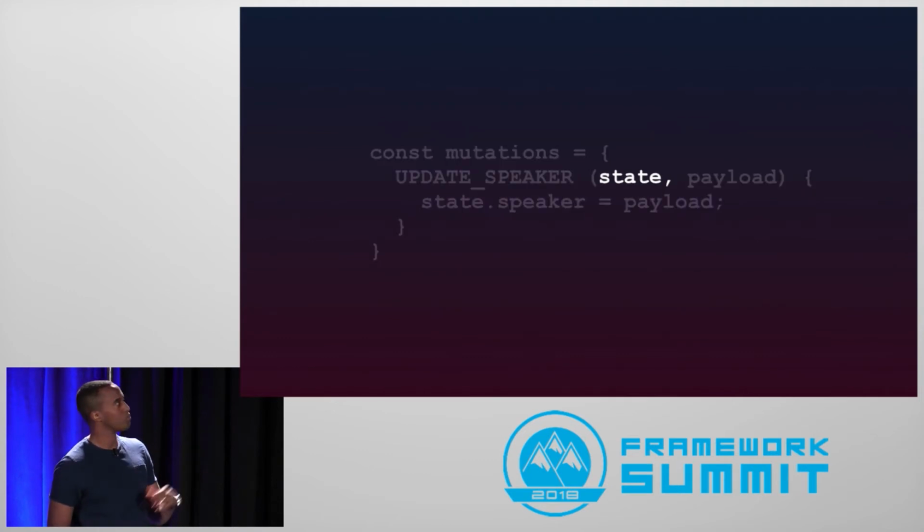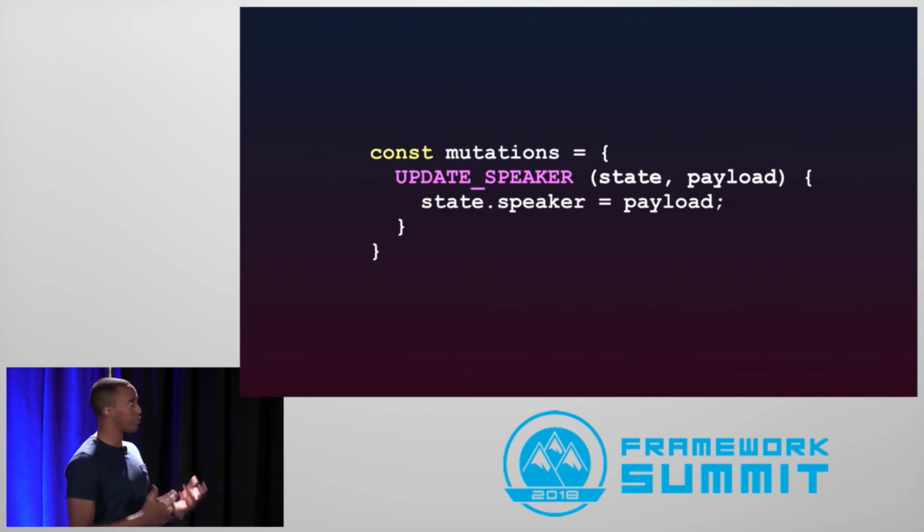Now, in Vuex, mutations always have access to state as their first argument. In addition, they may or may not have access to a payload, depending on if something that calls or commits the mutation passes in that payload. Here we have an update speaker mutation that expects a payload and is going to update the speaker value from the state to that payload.